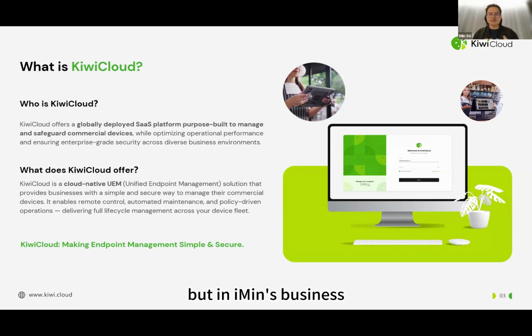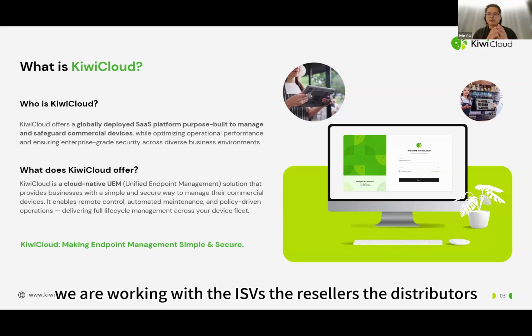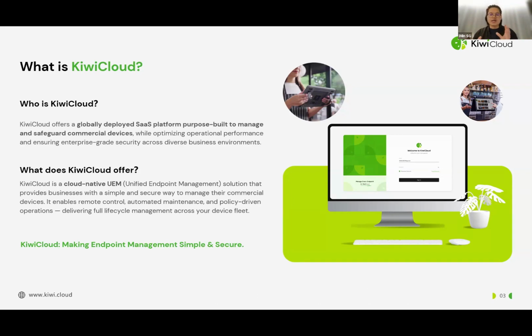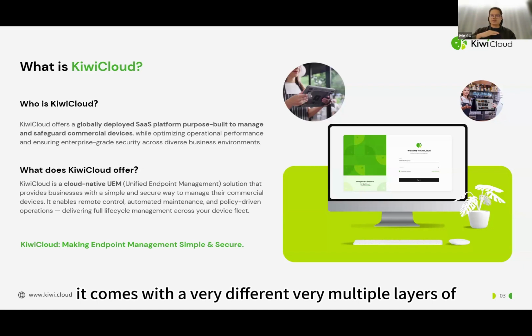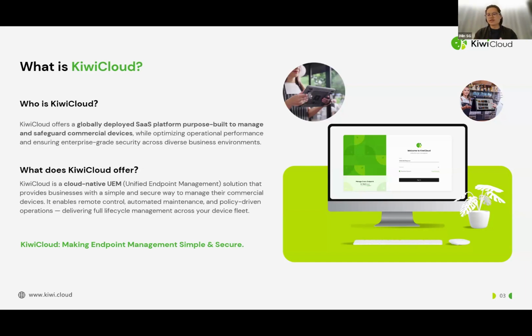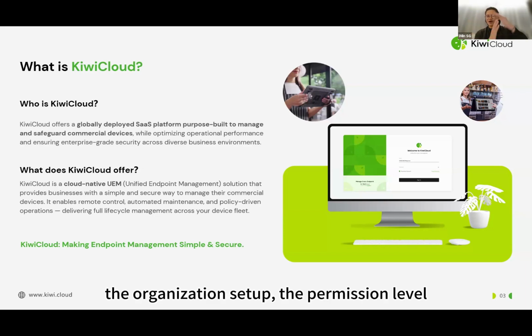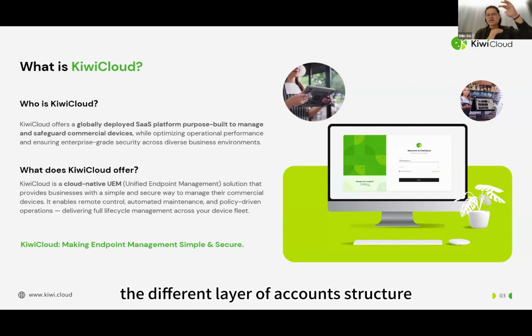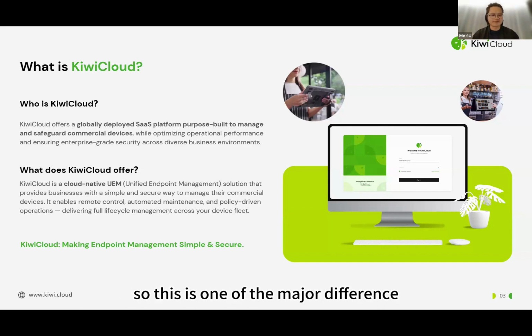But in IMIN's business, in IMIN's industry, we are working with the ISVs, the resellers, the distis, even the end customers, the franchising customers like KFC, McDonald's, Dunkin' Donuts. So it comes with a very different, multi-layered organization setup. This also makes us different. To answer your question, Carsten, one major difference is the organization setup and the permission level, which gives KiwiCloud a very flexible way to extend different layers of account structure. So this is one of the major differences.